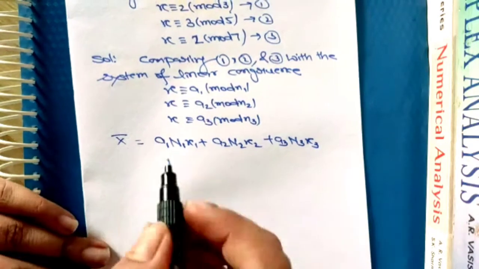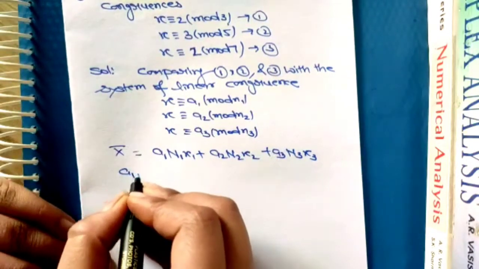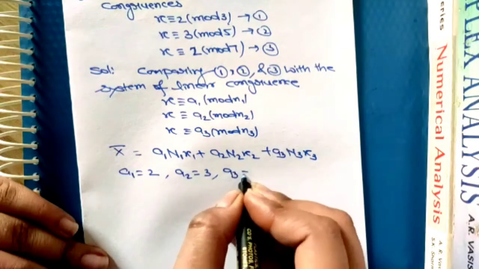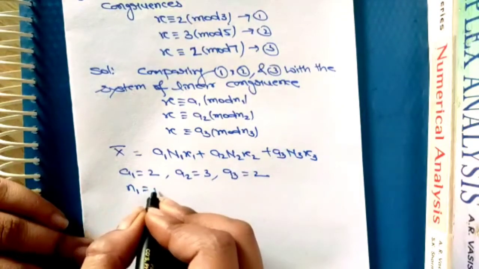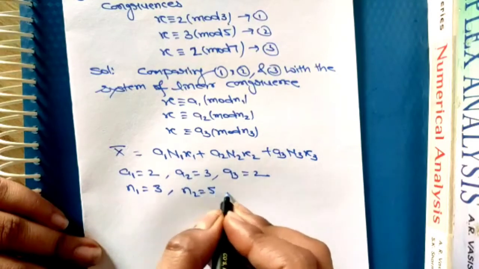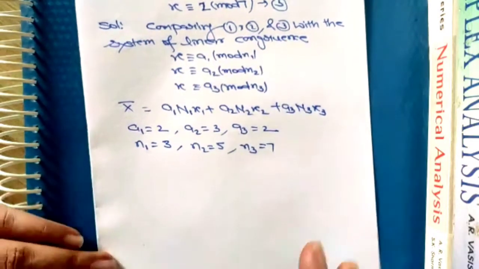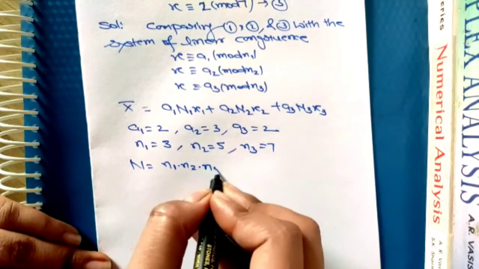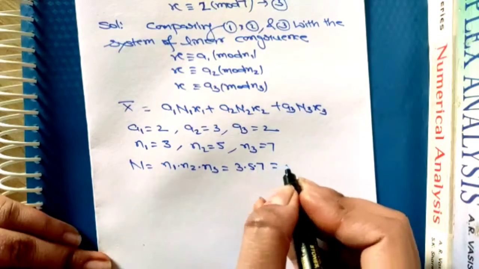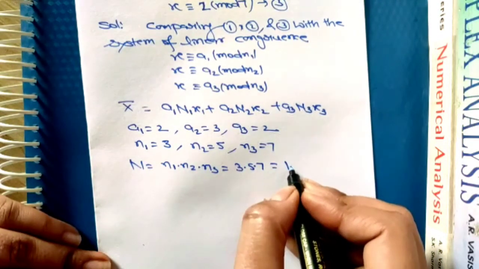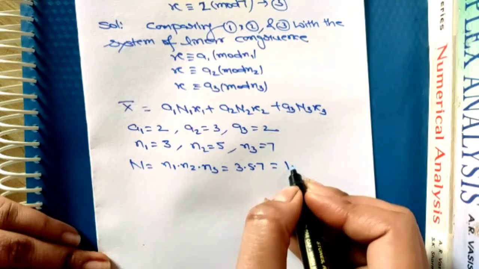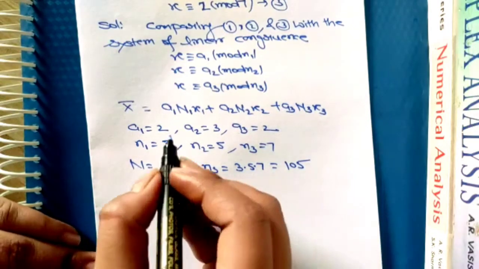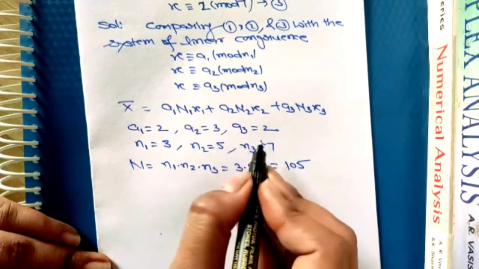So let's start. After comparing, we get a1 equals 2, a2 equals 3, a3 equals 2, n1 equals 3, n2 equals 5 and n3 equals 7. Now we have to find capital N, the product of n1, n2, n3, that is 3 times 5 times 7. What we will get? 105. Now we have to find capital N1, because a1, a2, a3 are already here.